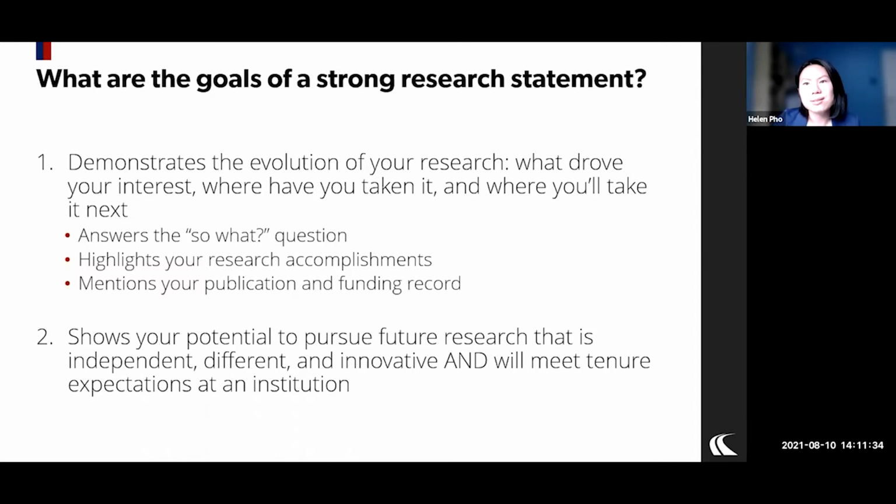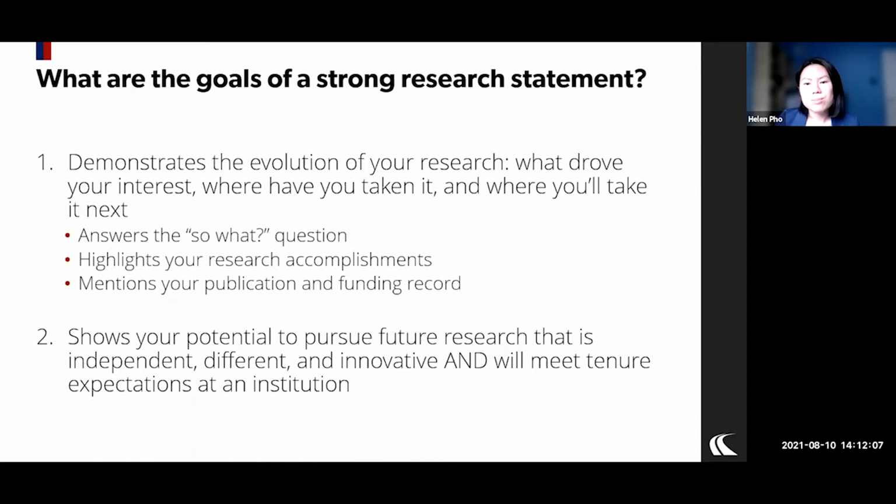The first is that you're trying to demonstrate your research potential to a search committee. You want them to know that this is the research that you'll do as an independent scholar. This is research that is different and innovative, and it's going to be distinct from research that you might already be working on in a bigger lab. And the second part of this is that it needs to meet tenure expectations at an institution.